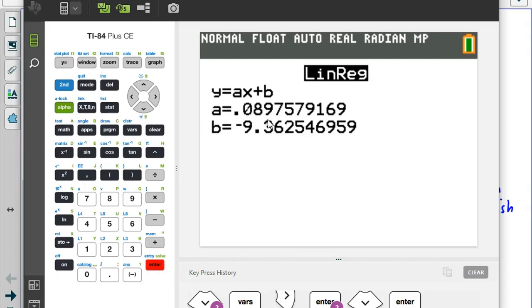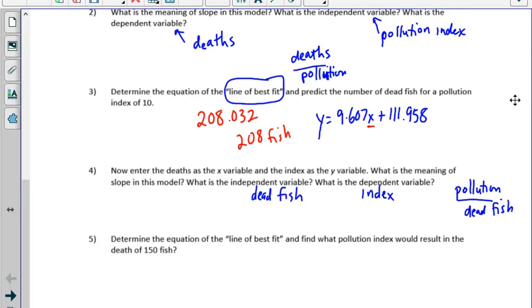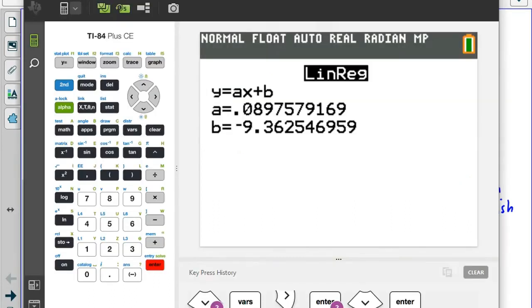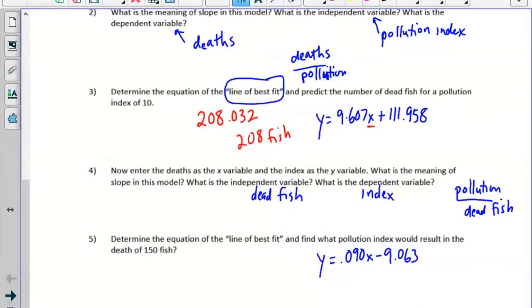0.090x. If I round to 3 decimal places and there's a 0, I have to keep that 0. So it's 0.090x minus 9.363. So that is y equals 0.090x minus 9.363, my fault. Okay, so this is my line of best fit given pollution as the dependent and dead fish as the independent.